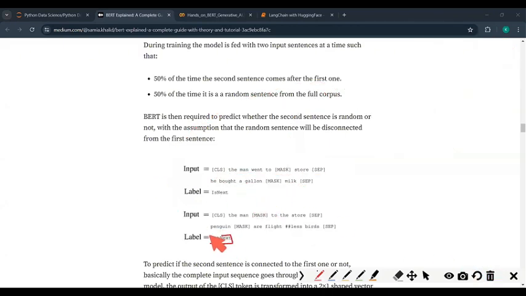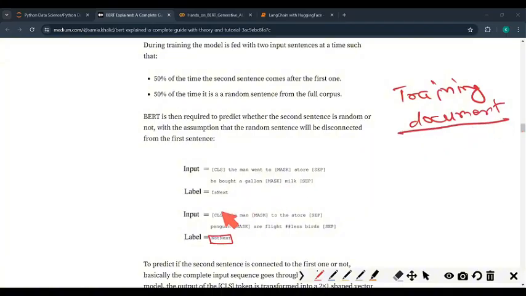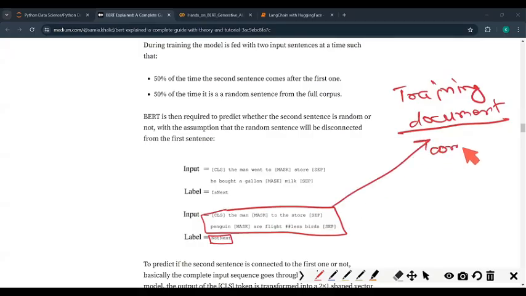It is saying not next. See, that is what I was saying. There is a training document. In this training document, these statements are present in complete form, right?